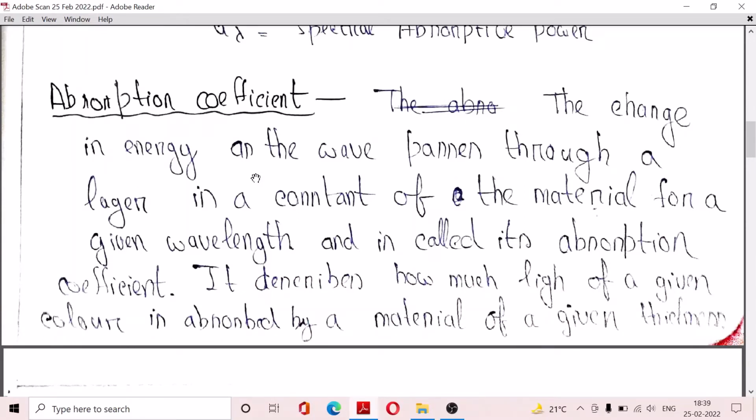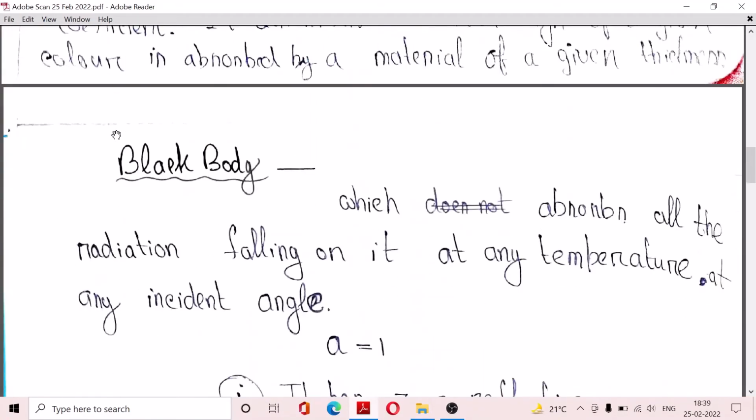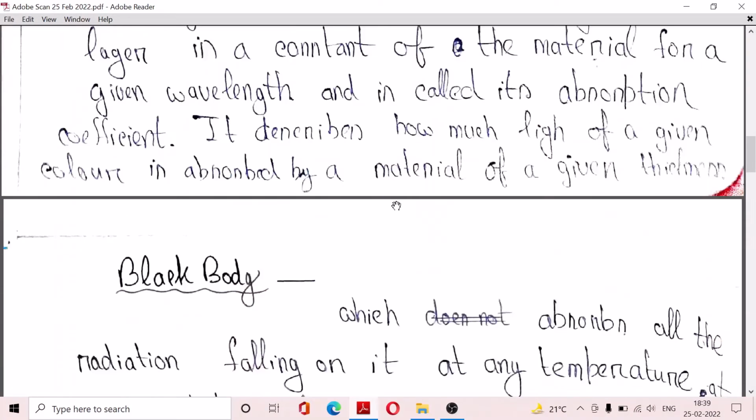Now come to the absorption coefficient. The change in energy as the wave passes through a layer, which is a constant of the material for a given wavelength, is called its absorption coefficient. It means that when a wave passes through a material wall of thickness d, it loses some of its power. That loss in power is a constant for a particular material for a particular wavelength. We call it the absorption coefficient. It is not as important as absorptive power or emissive power in our upcoming series, but as we are learning this, we should know about the absorption coefficient.